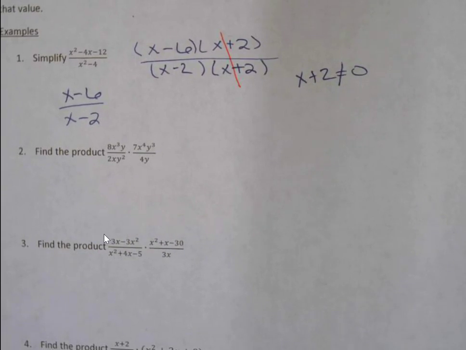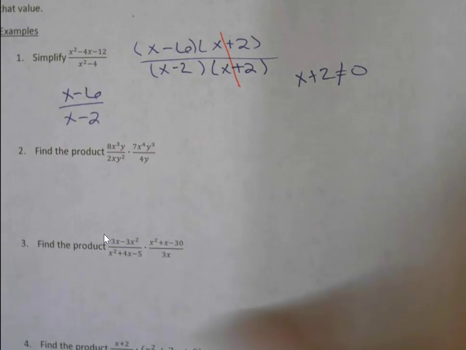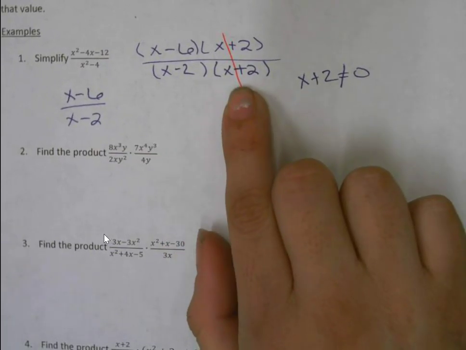Because it can't equal that one because I canceled it out. Because if I had left it in, plugging this in would have given me a 0 in the denominator, and I can't have that.